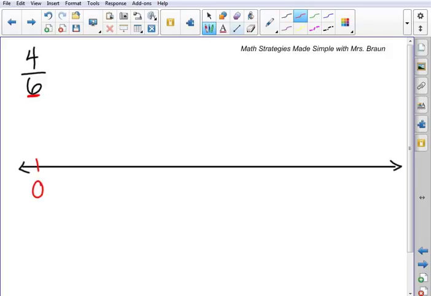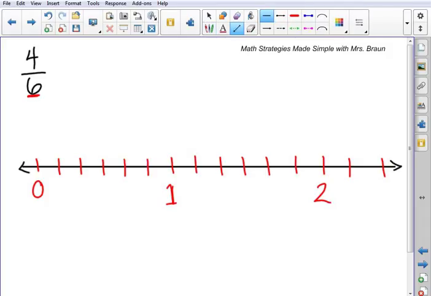So here's my 0, 1, 2, 3, 4, 5, 6. That's where my 1 is. Now remember, you can do it either way. You can count it off, or you can mark your whole numbers and then split it up. I find it a little bit easier to mark as I go so I can ensure that my spaces are more even. And then I've got 1, 2, 3, 4, 5, 6. That's where my 2 would be. And then on and on.